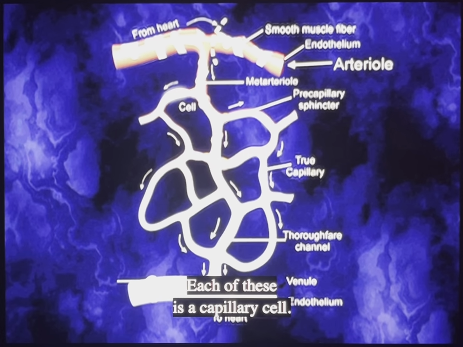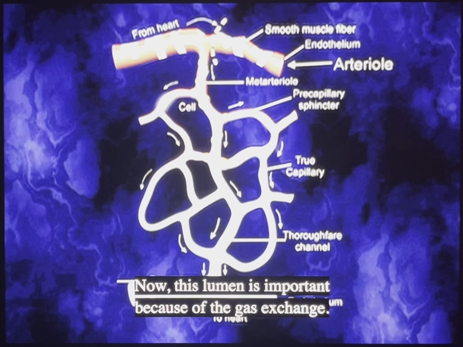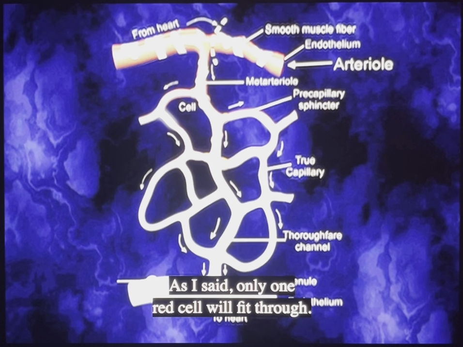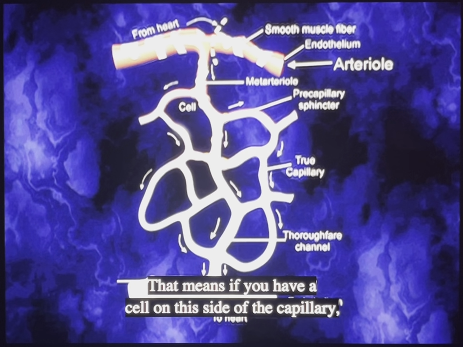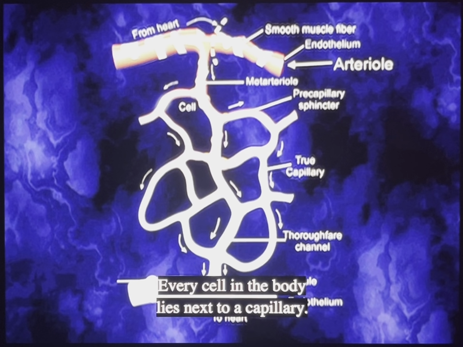Now, this lumen is important because of the gas exchange. As I said, only one red cell will fit through. That means if you have a cell on this side of the capillary and you have a red blood cell here, you have very little tissue for which it has to go through to get to the cell. So the oxygen can come out of the red blood cell, through the wall, and then right into the cell wall for exchange. Every cell in the body lies next to a capillary.